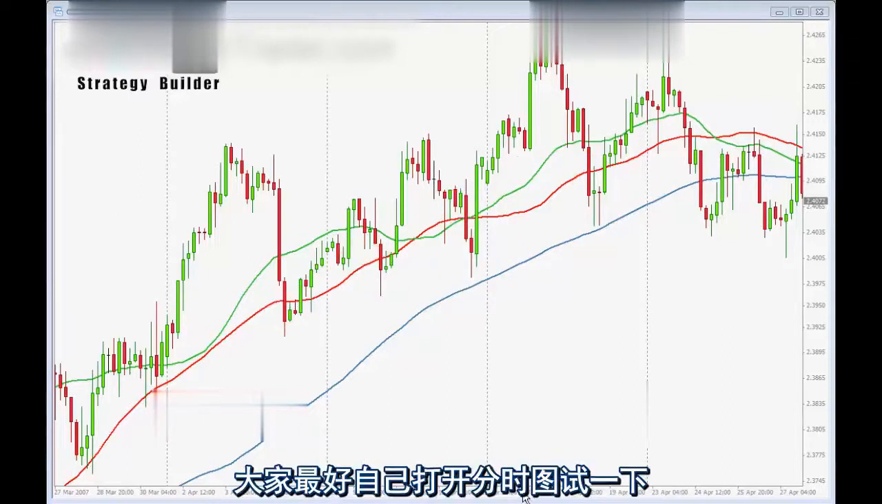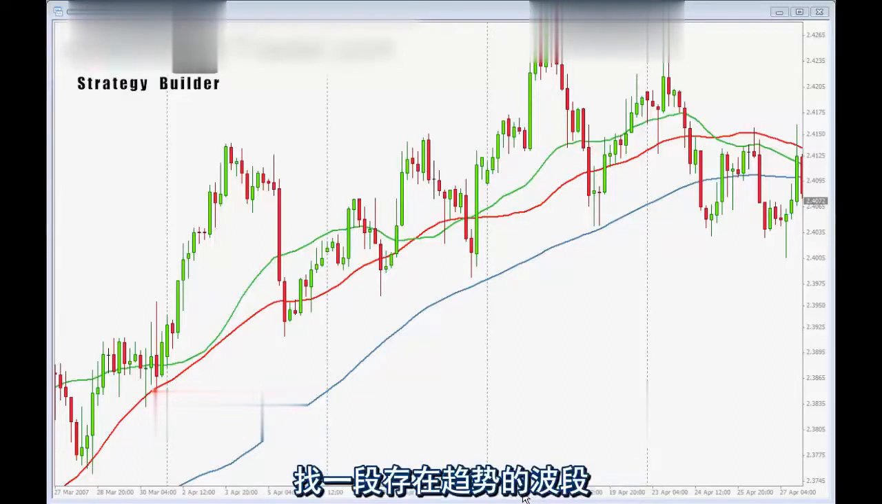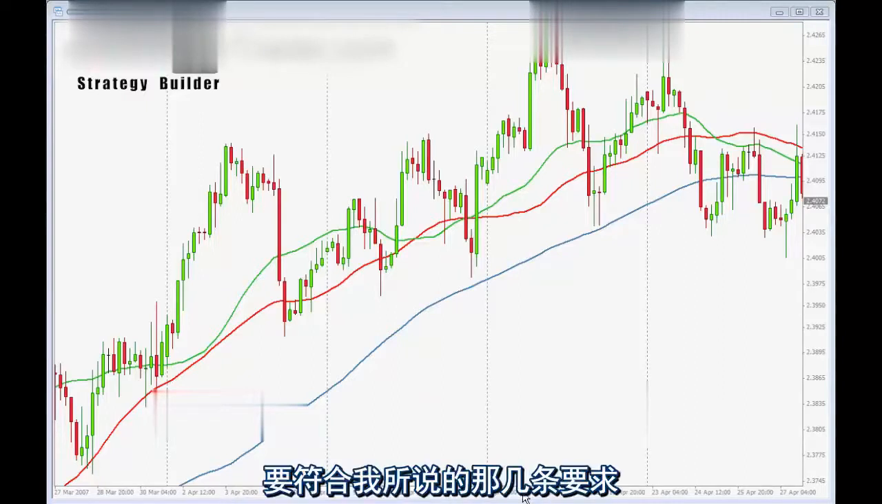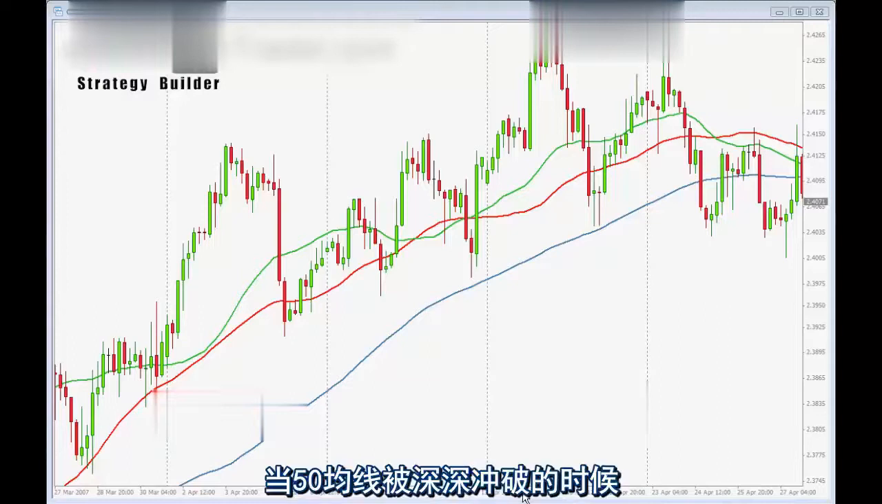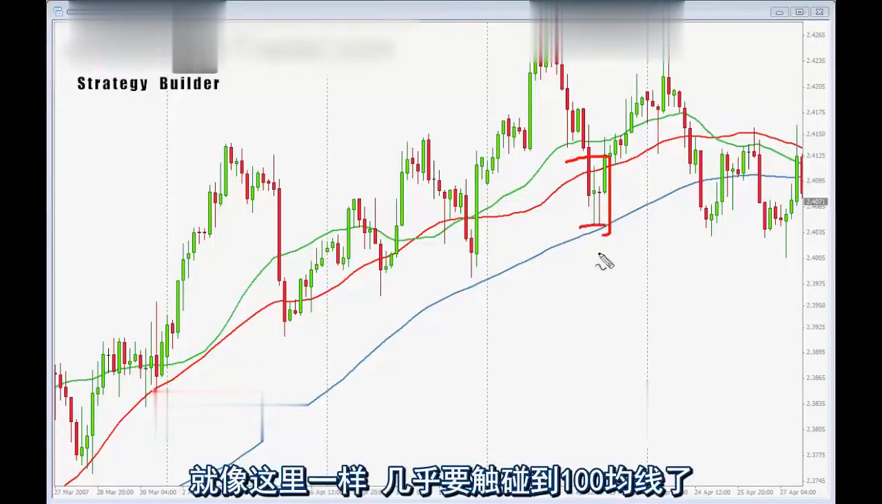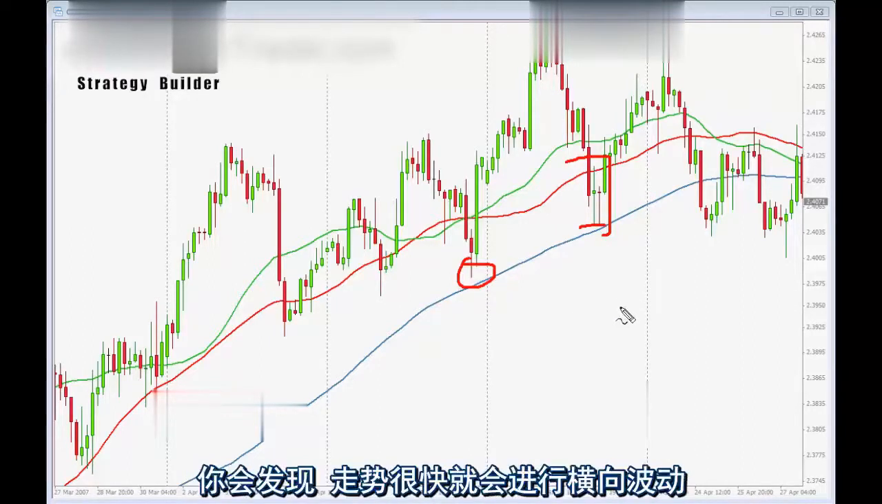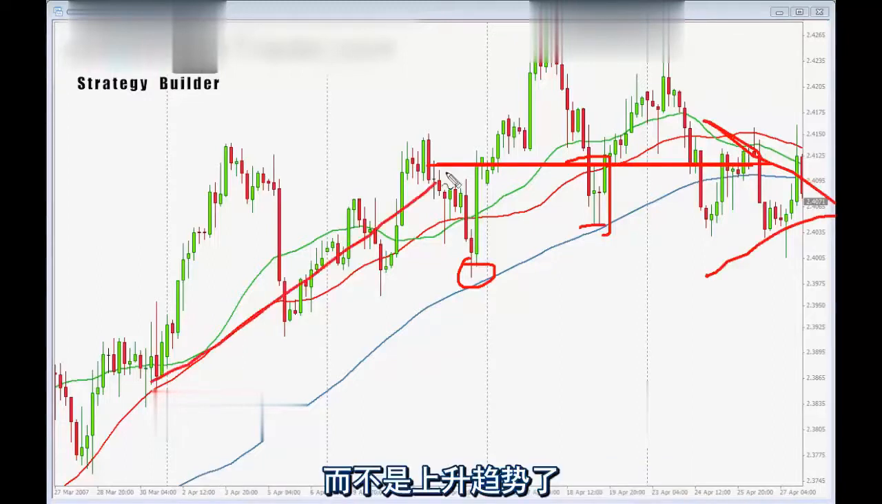I'll tell you what, guys, perhaps it would be a good time for you to pull out your own charts and search for trending scenarios where the moving averages plot on your chart the way I like them to be plotted, all of them parallel to each other, all of them pointing in the same direction, no crossover whatsoever, all of them in order, etc., etc. And you will see by yourself that when the 50 simple moving average is breached by a long way, like here, almost getting nearer and nearer to the 100 simple moving average, there are chances that you will begin to move sideways rather than trending anymore.